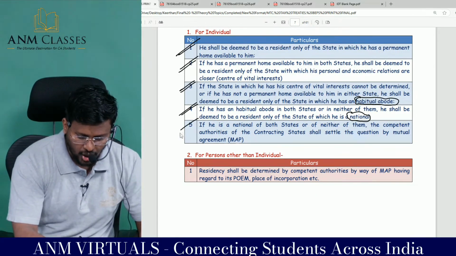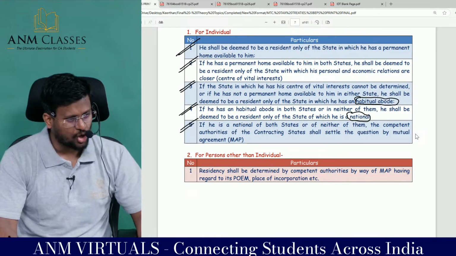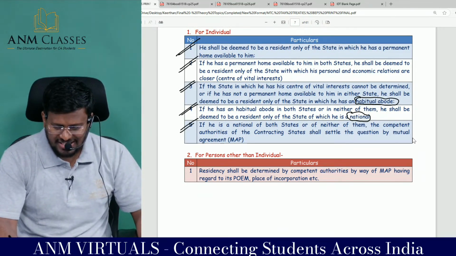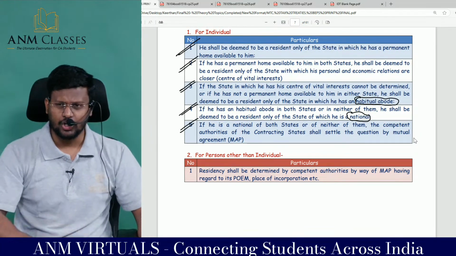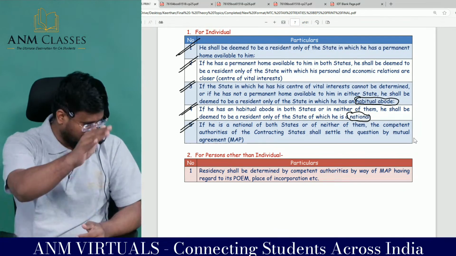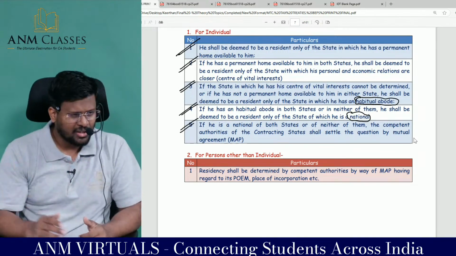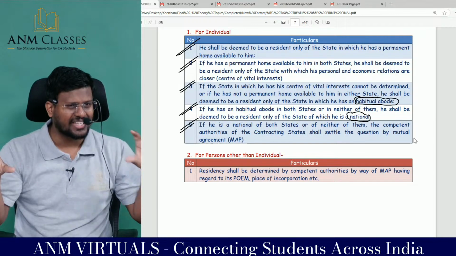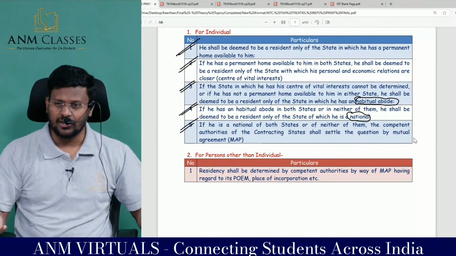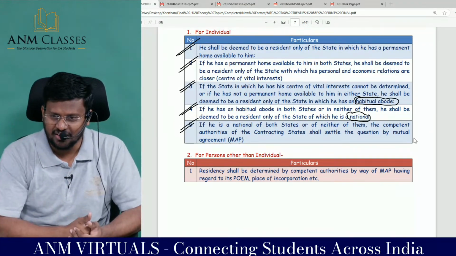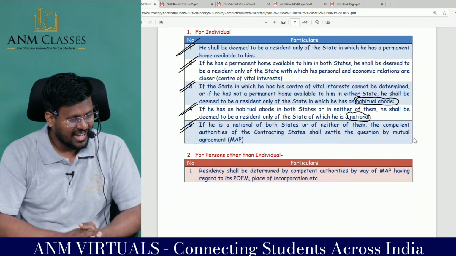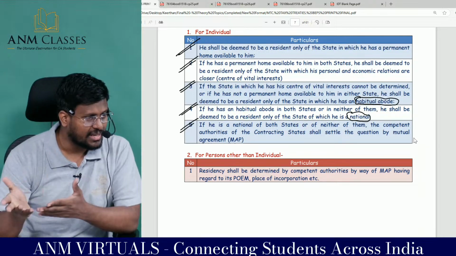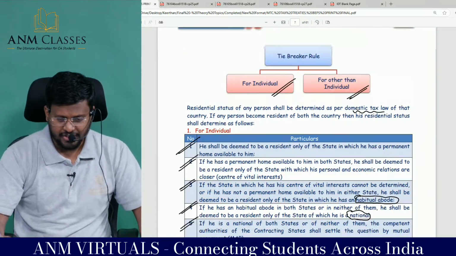If he is a national of both the states or neither of them, the competent authorities of the contracting states shall settle the question by MAP. The competent authority of the contracting state will call and ask them, come on, you have to sit. So the competent authority of India will call the competent authority of Pakistan and they will decide, they will put a toss, saying heads I win, tails you lose. And they will say that this guy relates to India or Pakistan. This is the five-step approach.